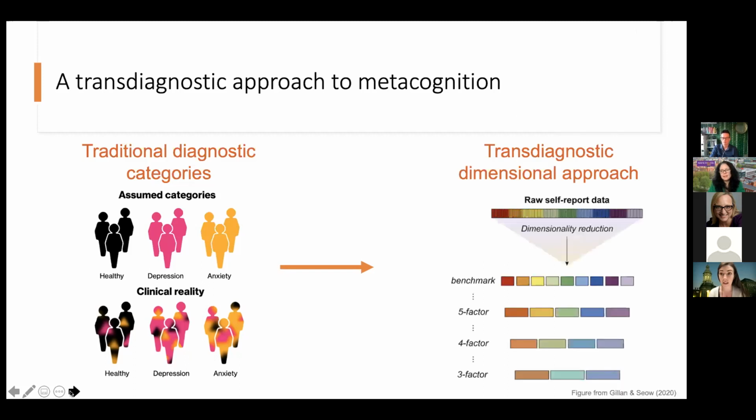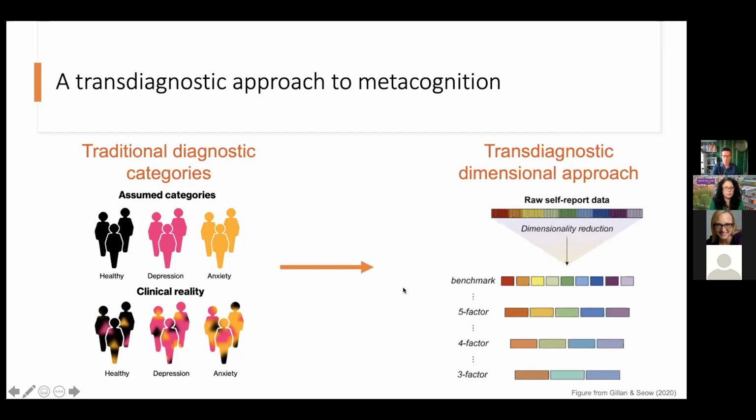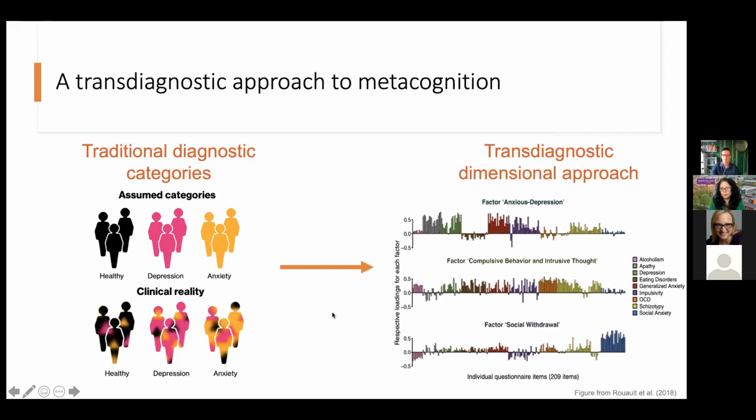Under this approach, what we can do is cut across those traditional diagnostic boundaries and actually reduce data into factor scores. So for example, we can measure lots of different items relating to psychopathology and then reduce them. This was done previously by research by Professor Claire Gillan, showing that when you reduce items relating to transdiagnostic dimensions and psychopathologies like alcoholism, apathy, depression, eating disorders, anxiety, impulsivity, OCD, schizotypy, and social anxiety, you can represent these items through 3 factors relating to anxious depression, compulsive behavior, and social withdrawal.